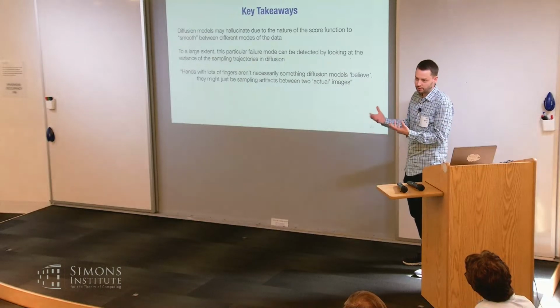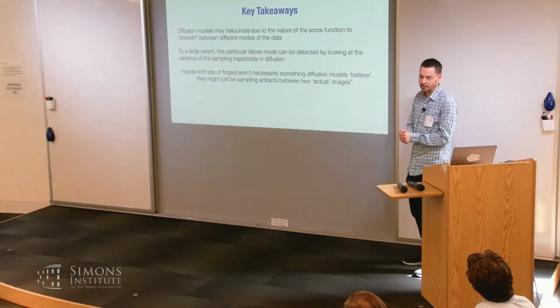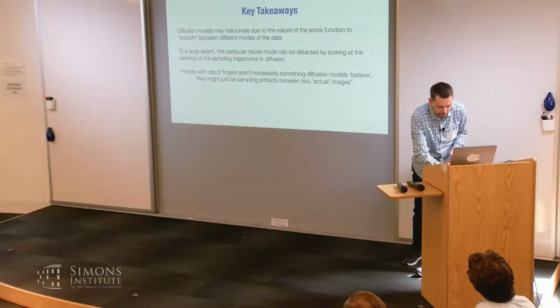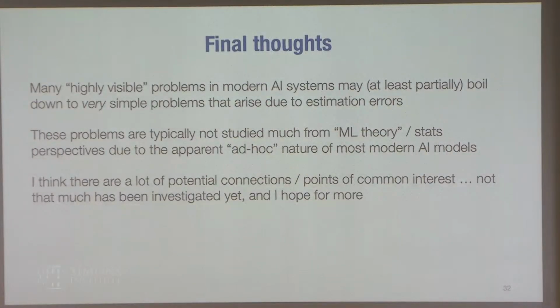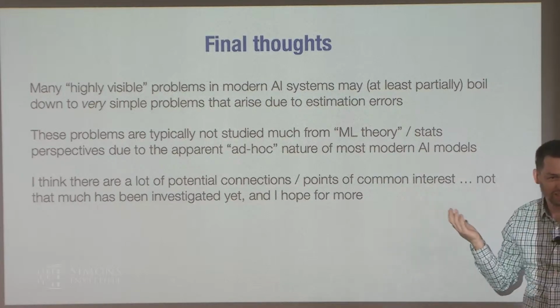And I think there's lots of interesting work to be done. I've actually had some other final thoughts. Let me just put those up. These are highly visible problems in AI systems, right? These are sort of what everyone talks about when they say there's hallucinations in AI models. And they're typically not studied that much, I would argue. Maybe I'm overgeneralizing here, of course, but I think they're often not studied that much in ML theory and stats due to what's perceived as the rather ad hoc nature of these things. And they are exceedingly ad hoc, and I fully admit that.